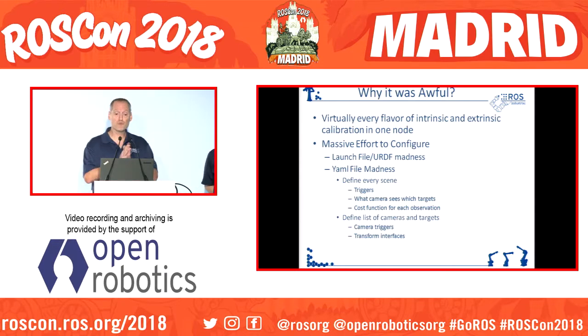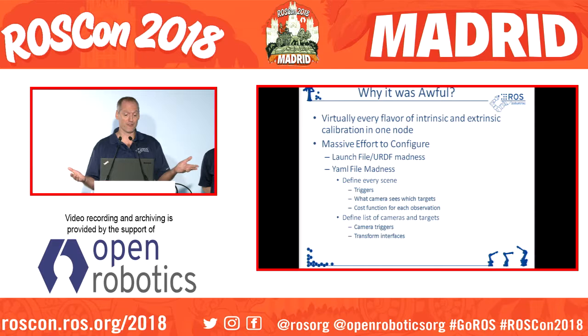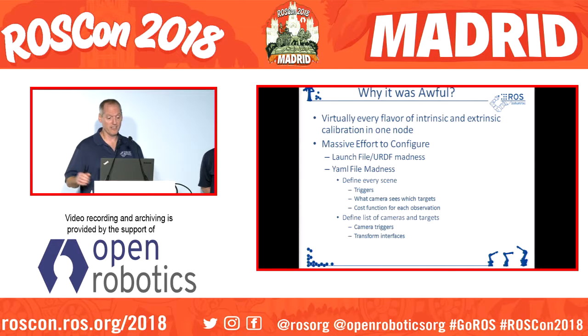And so I wrote this really marvelous, actually it was quite awful, node that would do pretty much every kind of calibration as long as you configured it well. And it was a massive effort to configure it, so pretty much nobody used it except for me. And it had launch files that you had to configure in very special ways to get the system to work. You had YAML files that you had to define parameters that had virtually no documentation. So there was a great segue from Dave on that you have to document things.